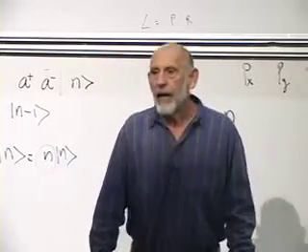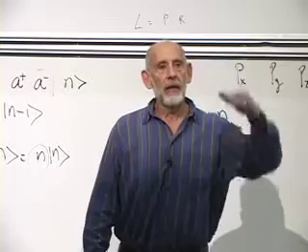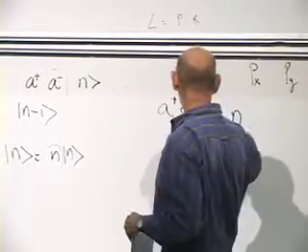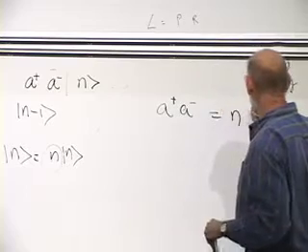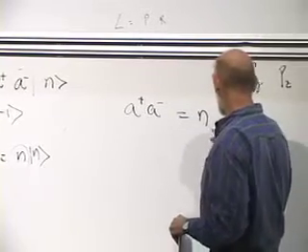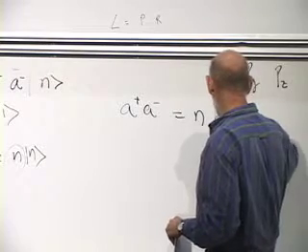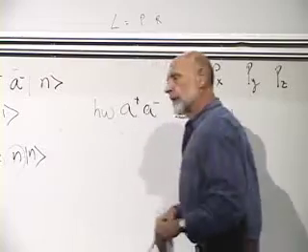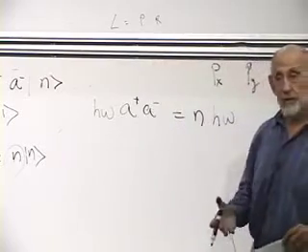But what is n? N is simply the energy level. Well, not quite. The energy level, we need something else. We need h bar omega. We need to multiply by h bar omega. So we can write n h bar omega is h bar omega times a plus a minus.